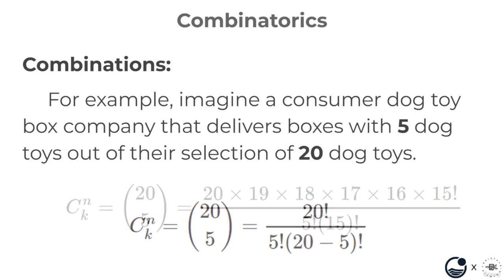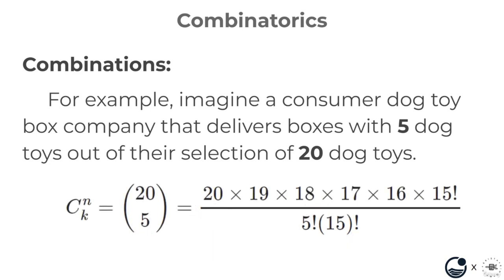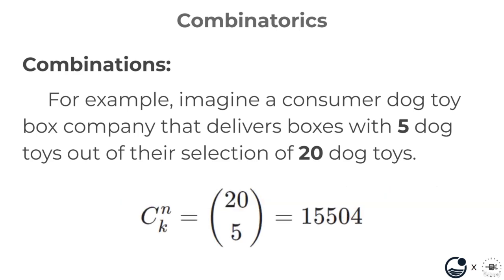If I just plug in those numbers and begin crunching this out, I can use the property of n factorial being equal to n times n minus 1 factorial and realize I can cancel out the 15 factorials showing up in both the numerator and the denominator. And then I simply solve this to get 15,504 different combinations of 5 dog toys in a box out of the selection of 20 dog toys.